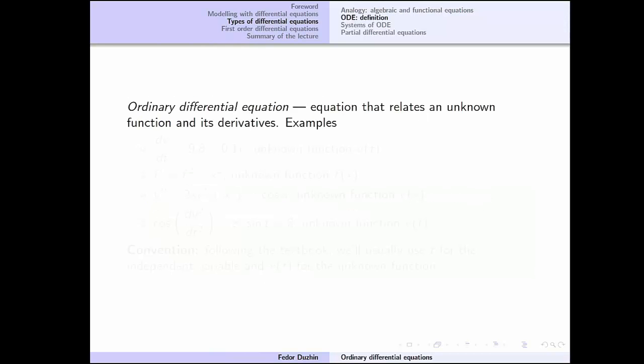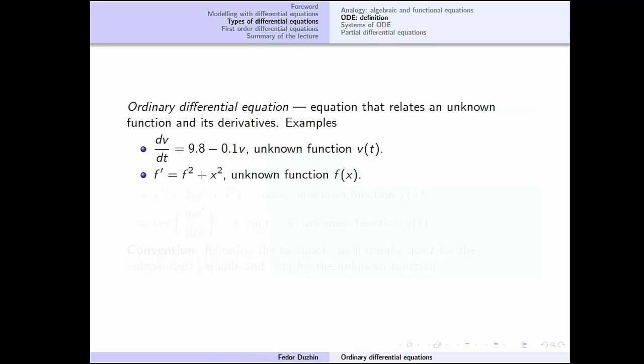Right, so an ordinary differential equation is an equation that relates an unknown function and its consecutive derivatives of just one variable t. So here are a few examples. Here the unknown function is v of t, and the equation relates its first derivative to the function itself. Here the unknown function is f of x, the independent variable is x, and here is the equation.